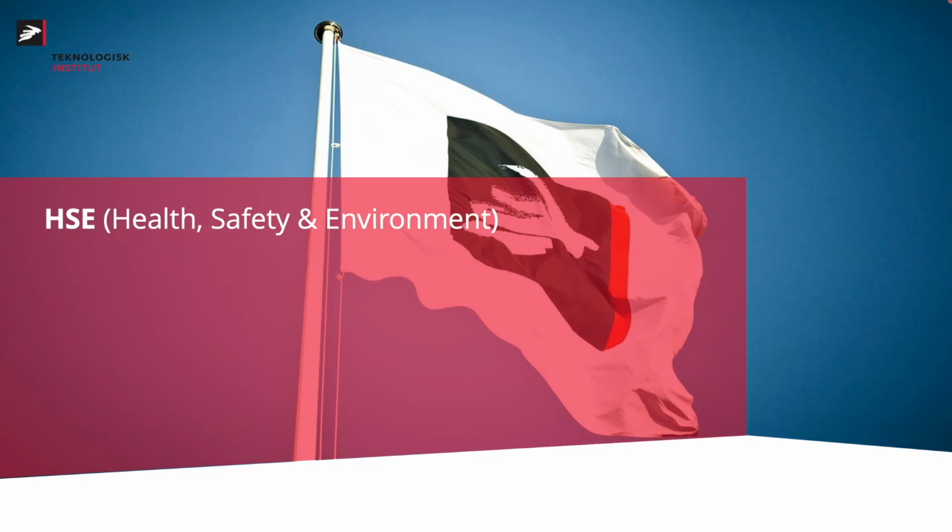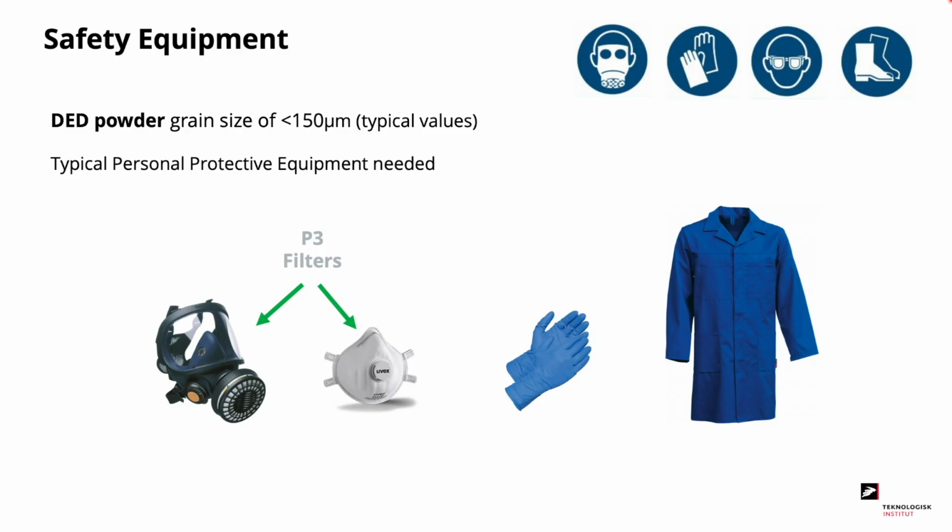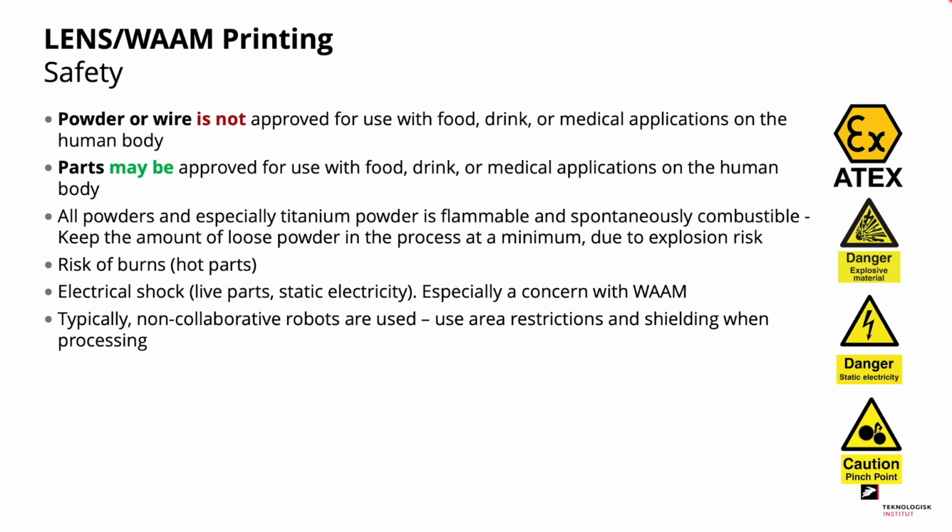Let's have a look at health, safety and environment. Let's start by having a look at the safety equipment. The DED powder grain size is below 150 micron, so the typical personal protective equipment needed includes masks with filters, gloves, and workwear. If we have a look at the safety concerns of LENS and WAM printing, powder or wire is not approved for use with food, drink, or medical applications. However, the final parts may be approved for these applications.